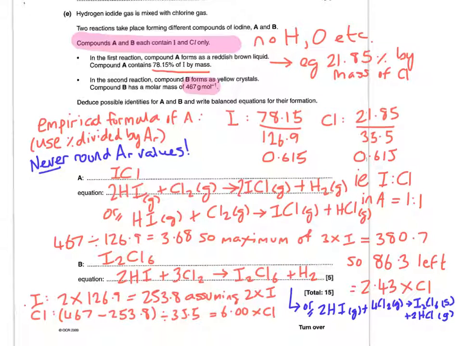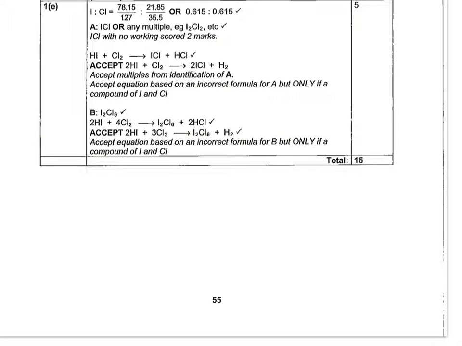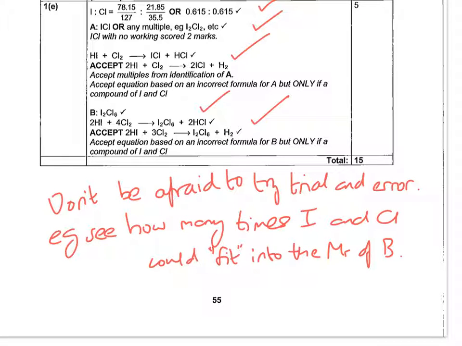Okay, so let's have a look and see how we did on the mark scheme. So we got our 1-to-1 ratio in the first instance and transferred that into ICl. We got our equation and we got I2Cl6, and we put both of those equations in. That second one was quite difficult, so the advice there would be don't be afraid to try some trial and error. So in this case that would mean seeing how many times iodine and chlorine could fit into the MR of B.